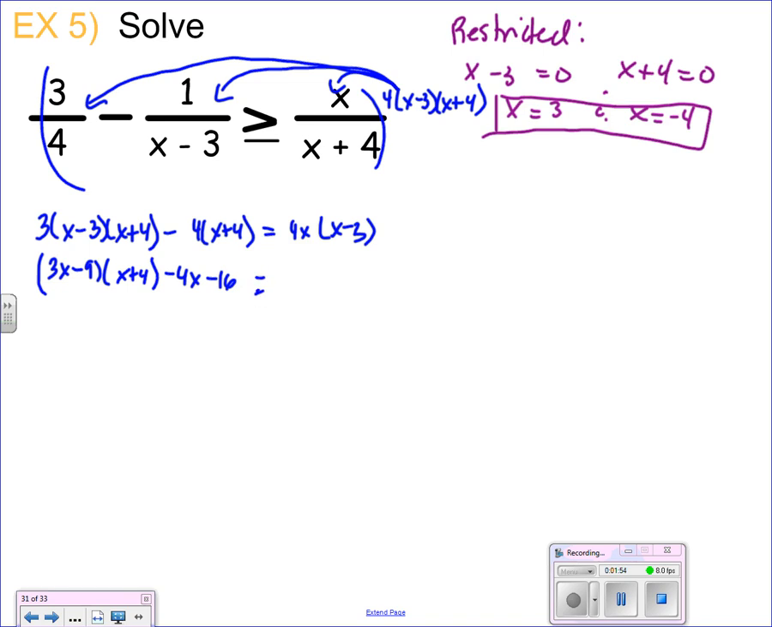You treat that minus sign as a negative and apply it to the 4 and make sure it affects both terms in the parentheses. And I'm going to also distribute the 4x to give me a 4x squared and minus 12x. I still need to use the FOIL method because I still need to multiply these two sets of parentheses. So that would give me 3x squared plus 12x minus 9x minus 36. I still have the minus 4x and minus 16.